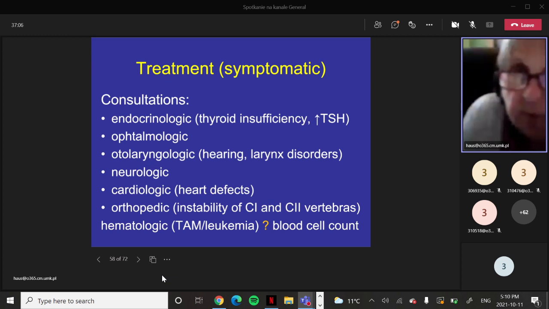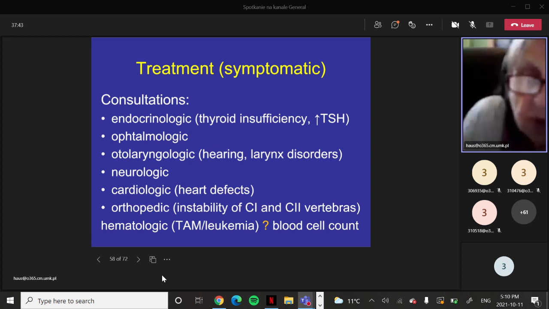Yes, because instability of these vertebrae may cause, for example, accidents during hypotherapy or during surgical operations. And what else? Sometimes, not obligatory, hematologic consultations. Why? Because of the possibility of transient abnormal myelopoiesis, or because of leukemia.